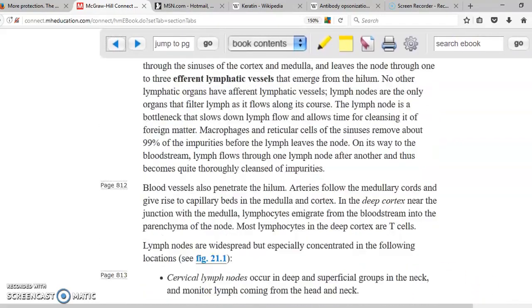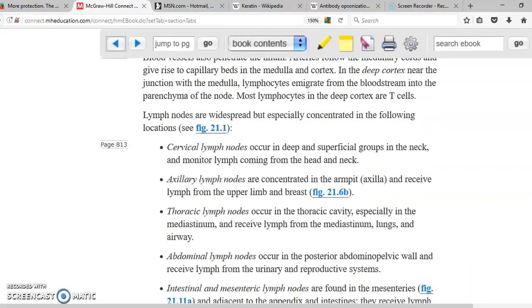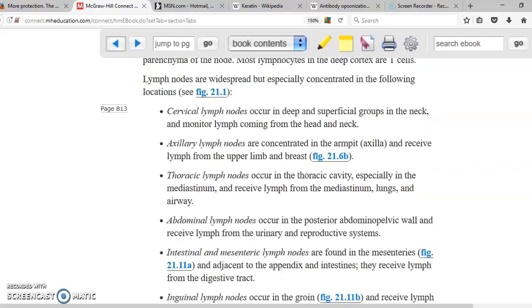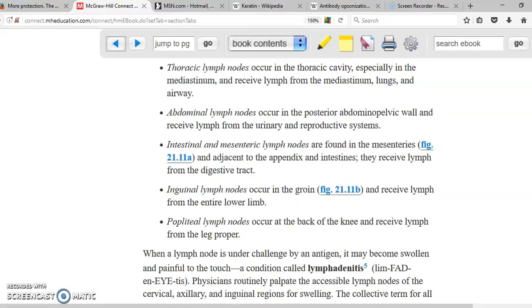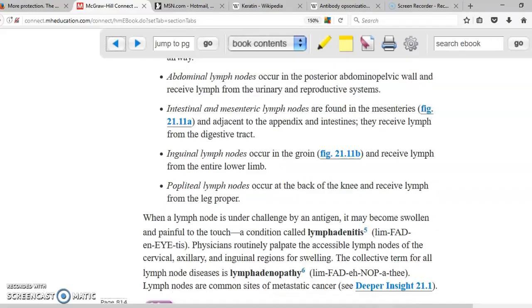Okay, we keep scrolling down. Then you can see here the location of most of the lymphatic vessels. We have them most of the time in the cervical area, axillary, thoracic, abdominal, in the intestinal area, inguinal area, very important. The lymph nodes are going to become inflamed, obviously, when there are signs of infection, for example.